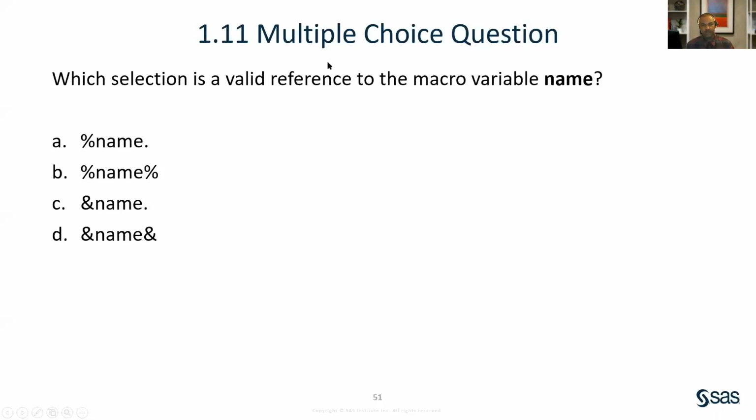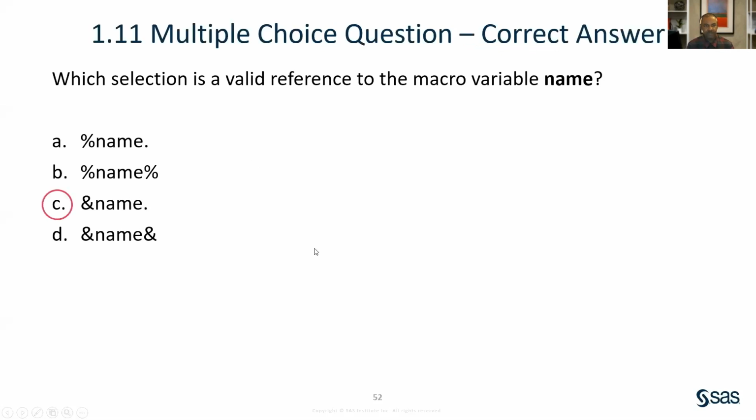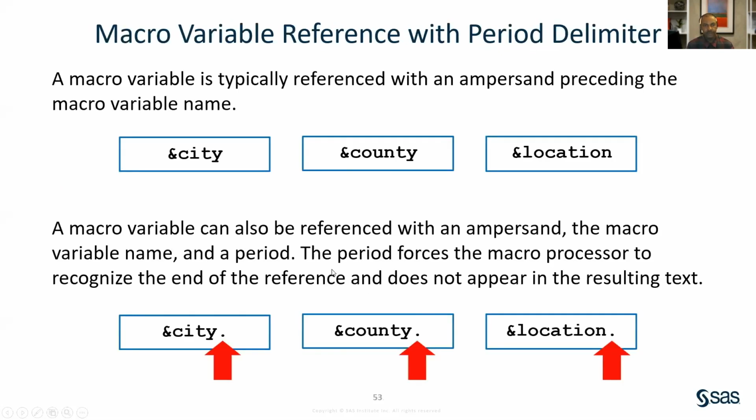So here's a multiple choice question. Which selection is a valid reference to the macro variable name? Ampersand name, and that dot. The dot disappears when it resolves. These are typical macro variable references. If you put the period at the end of each name, when the macro variable resolves to the assigned value, the period disappears. So why would you bother to use it?